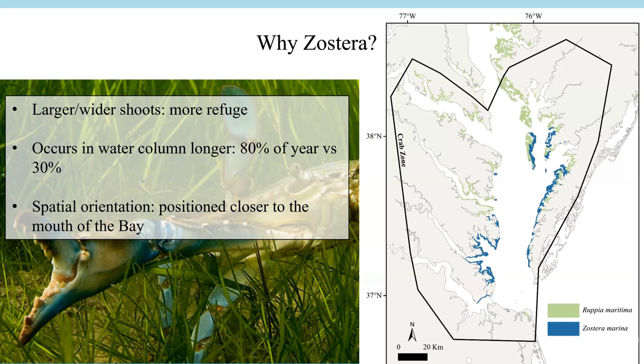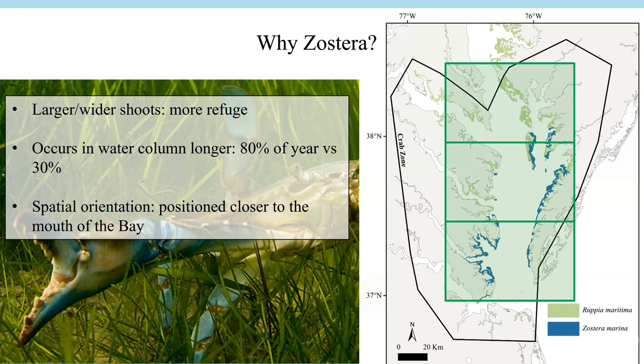So we actually want to redo this model by using spatially segregated variables, where we have Zostera marina in the lower bay, Zostera marina and Ruppia in the middle bay, as well as the same seagrass variables in the upper bay, making this model considerably more complex, but decoupling the potentially confounding effect between species and where their relative locations are.